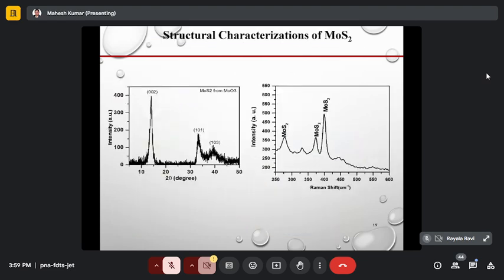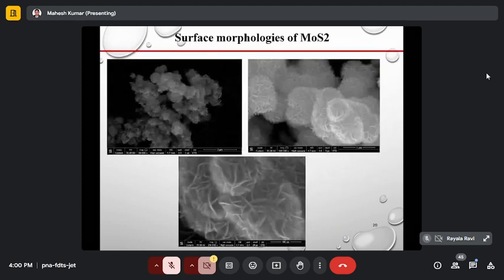So now we have done X-ray diffraction of this powder, and by Raman spectroscopy we confirmed that the grown material is 2H MoS2. MoS2 exists in two phases: one is the metallic phase, that is 1T, and another one is 2H, the semiconducting phase. So whatever we have grown by the hydrothermal method has the semiconducting phase.